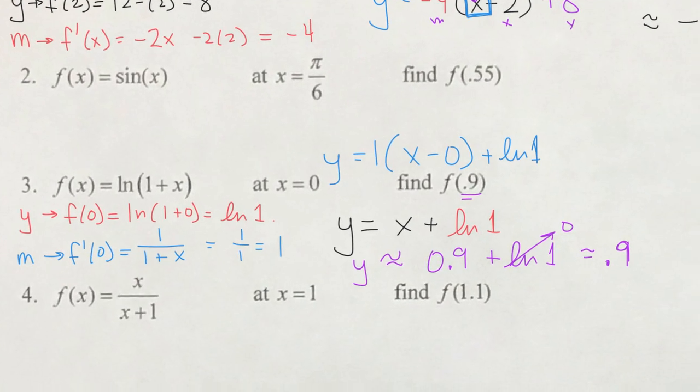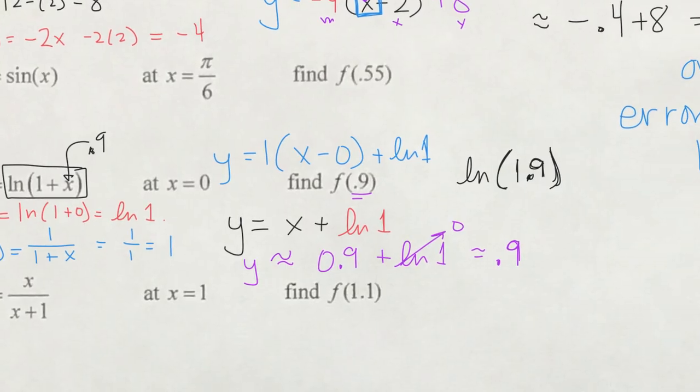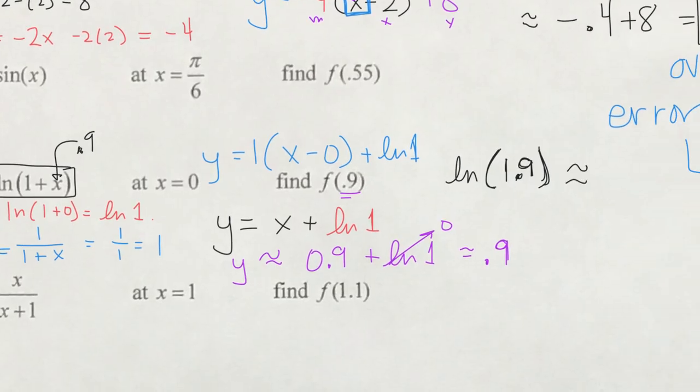So now let's go and let's figure out what it was exactly. So we're probably going to need our calculator for this. What's the natural log of 1.9, right? Because it's 1 plus x. 1 plus x is our equation, so we're going to plug 0.9 into right here. So 1 plus 0.9 is 1.9. So calculator says what for the natural log of 1.9?